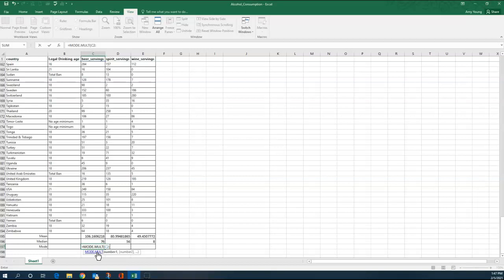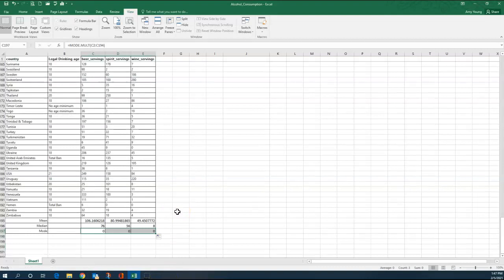Okay, so we're going to again go from C2 to C194, and I'm just going to type that in. Again, you can click at the top and drag all the way down if you prefer that. Go ahead and press enter. So you can see that the mode here is 0. That means that the most common beer serving is 0, and we're going to scroll that across, and we have 0 all the way across there. So the most common beer serving is 0.